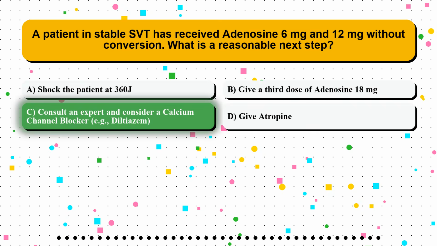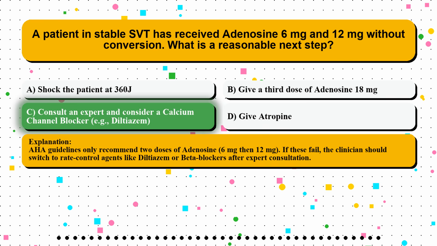The correct answer is option C, consult an expert and consider a calcium channel blocker, example, diltiazem. AHA guidelines only recommend 2 doses of adenosine, 6 mg then 12 mg. If these fail, the clinician should switch to rate control agents like diltiazem or beta blockers after expert consultation.